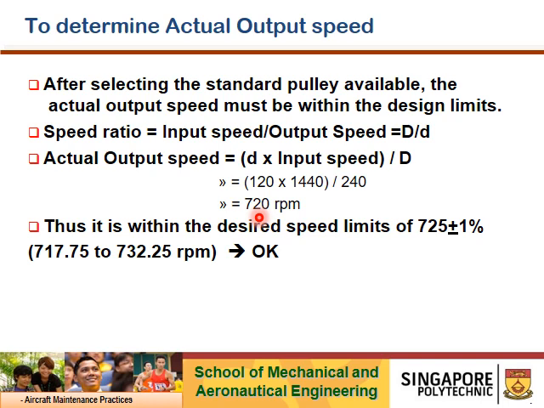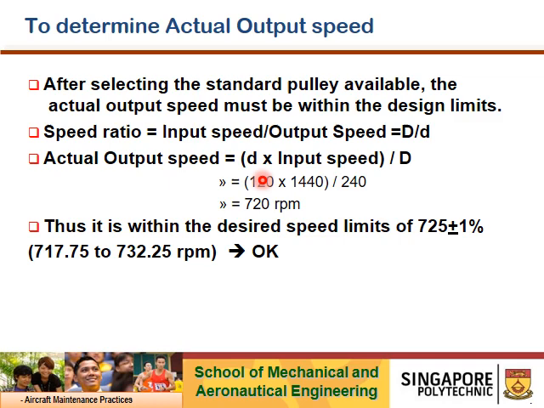So is it within the limit? The question given to us is 725 plus minus 1% output speed. If you multiply the 1% of 725, you will get a range of 717.75 to 732.25, and 720 falls in between the range. So your selection of 240 and 120 pitch diameter pulley is acceptable.